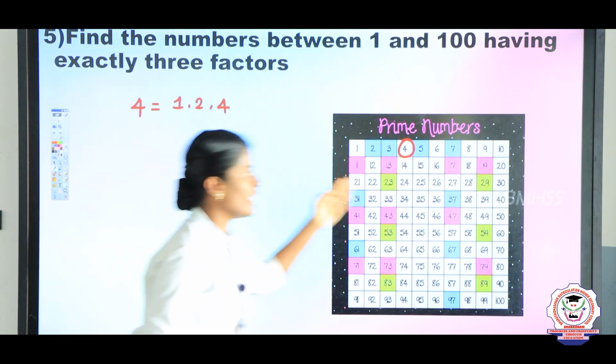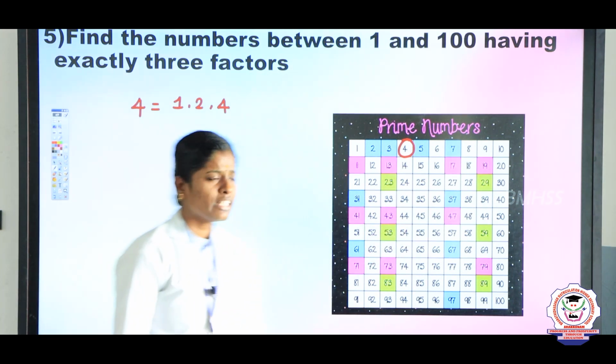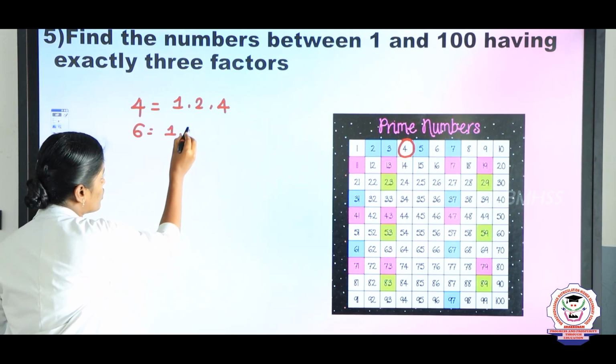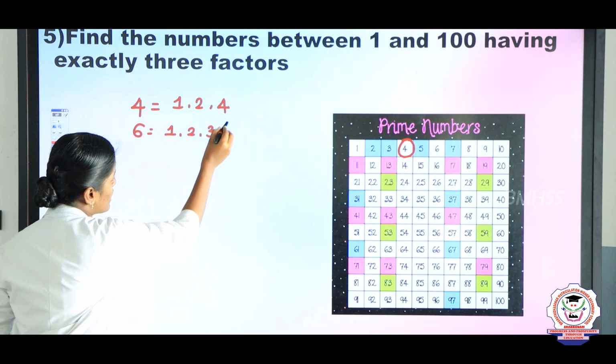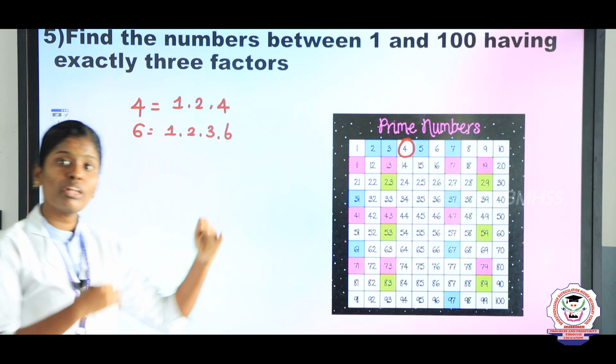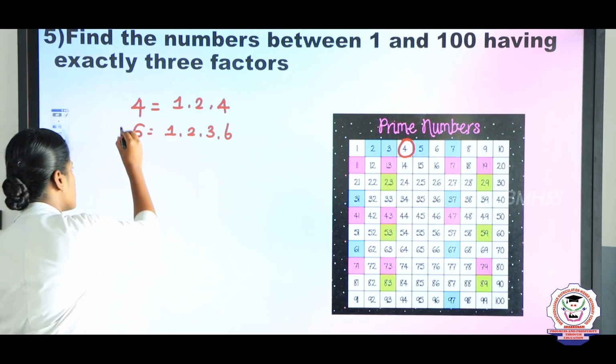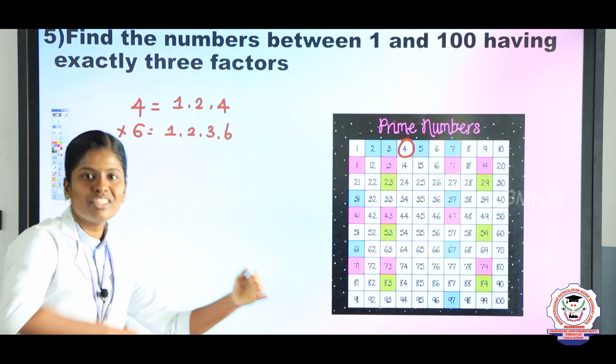Next, I am going to take the factors of 6. Here the factors of 6 are 1, 2, 3, 6. So this is more than 3 factors. Here we got 4 factors. So this is not the answer. Likewise, we will check continuously.